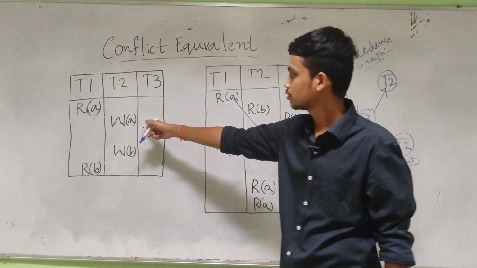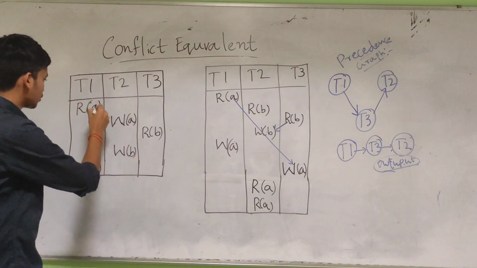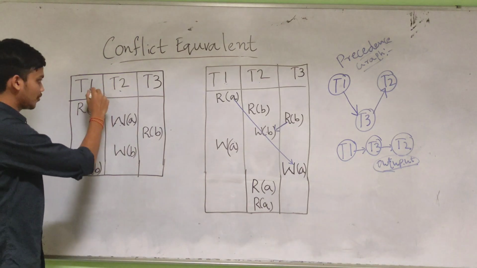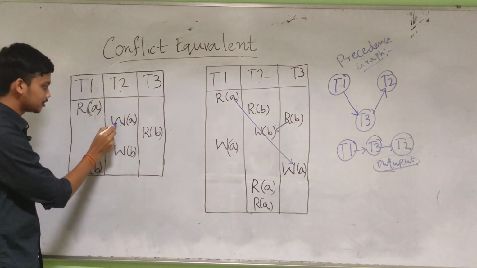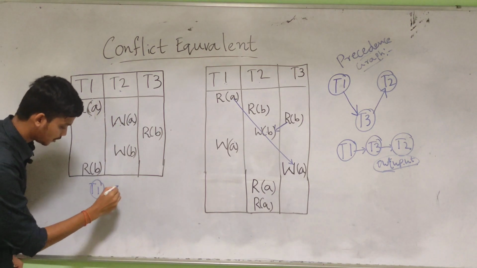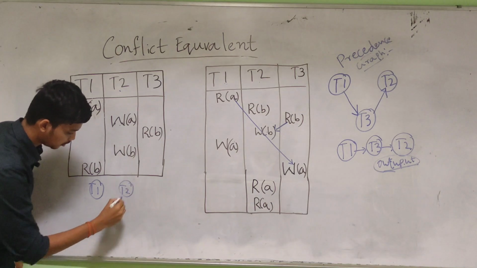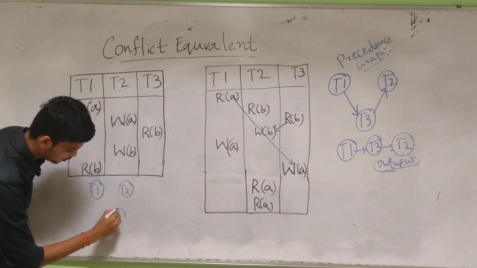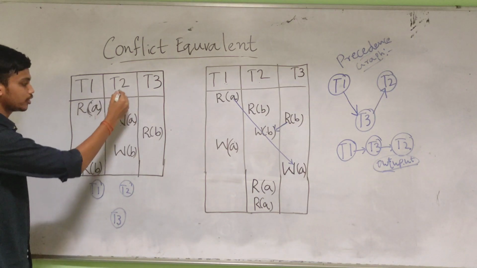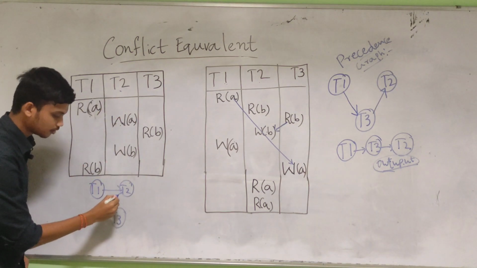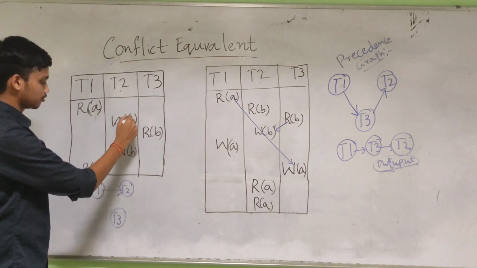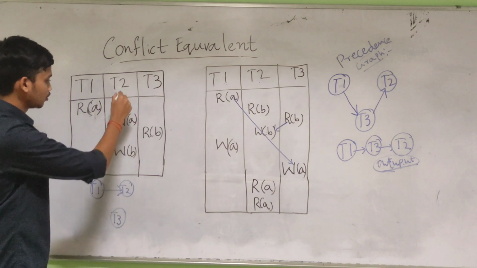Now look at this question. Look at this schedule now. This is read A, this is write A. Both are different transactions, T1 and T2. One write is there and the same data item is there. So while drawing the precedence graph, this is T1, this is T2, and this is T3. First we go from T1 to T3, T1 to T2. You should draw an arrow like this. Now check from T2 to T3 whether something is there or not.